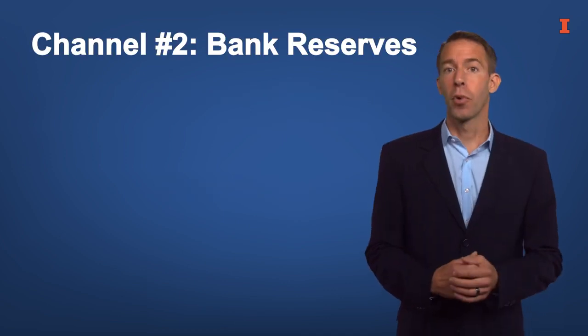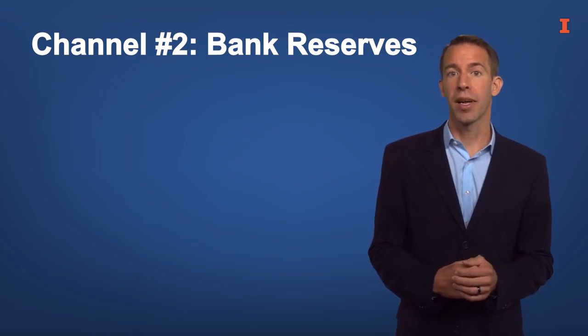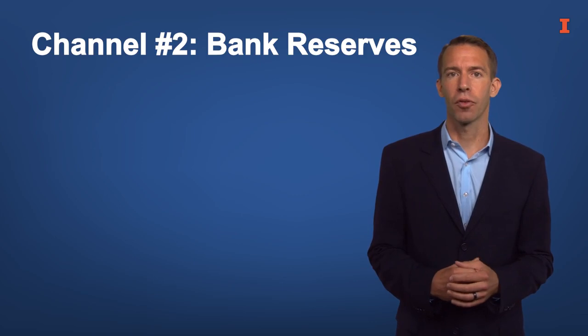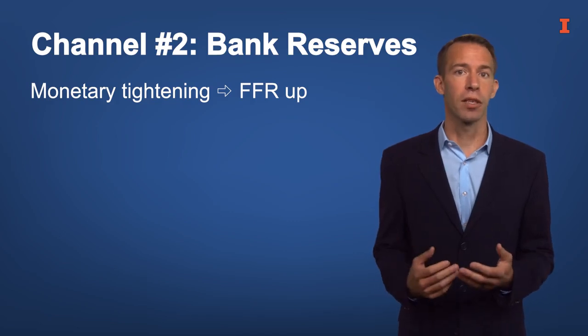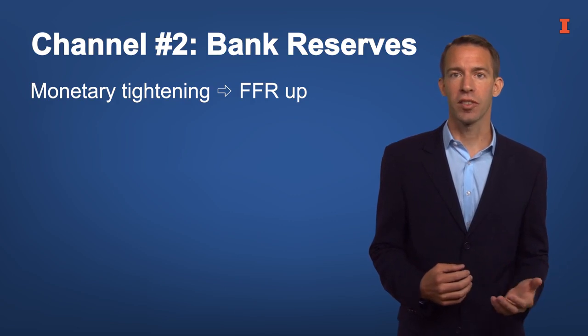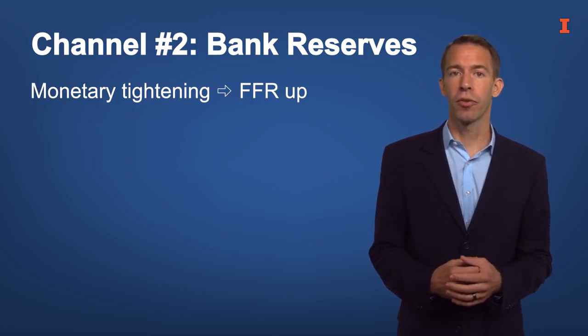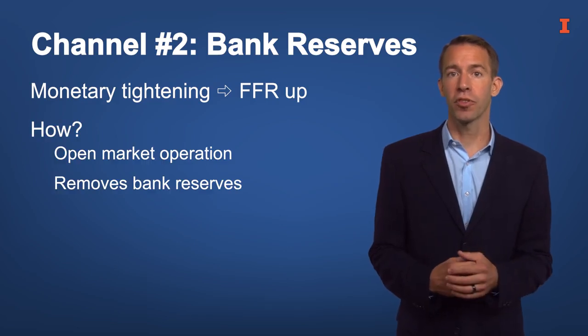The second way monetary policy affects banks is through reserves held by banks in their Federal Reserve accounts. Those are called federal funds. When the Federal Reserve raises the federal funds rate, it typically does so by conducting open market operations. That is, the Federal Reserve sells securities to banks. The banks pay for the purchases of securities with reserves.